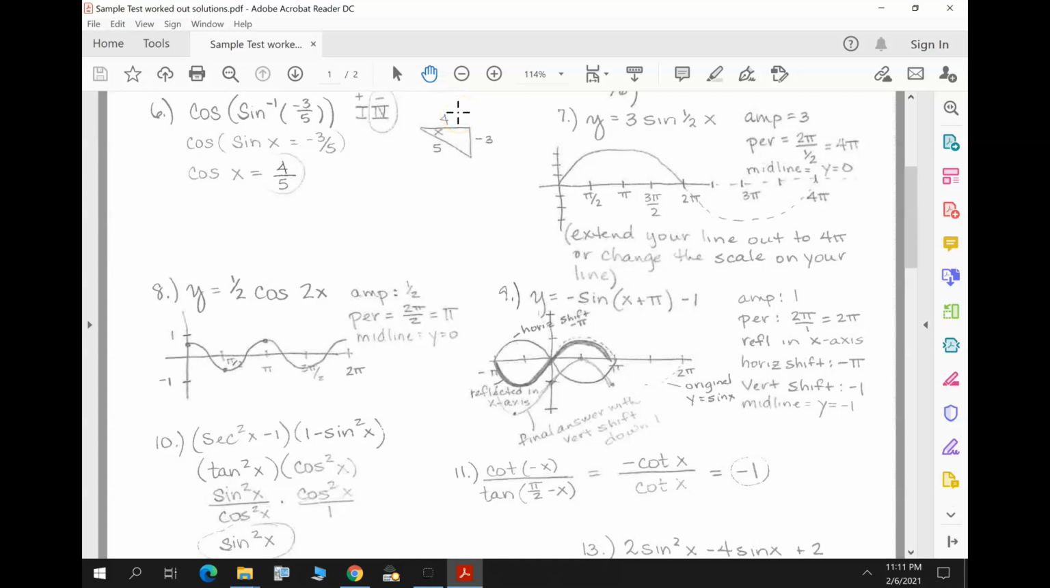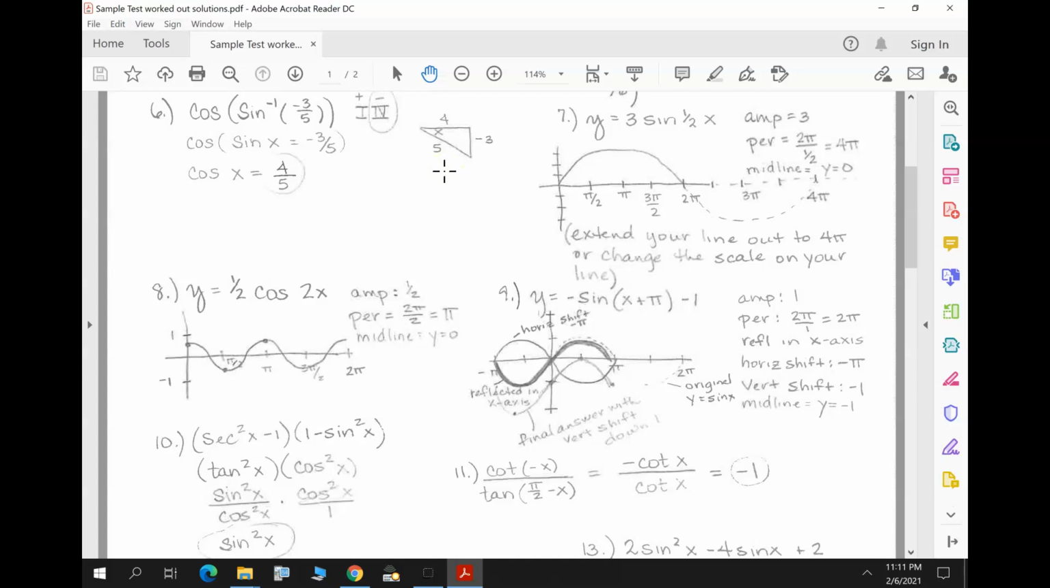either one. And so we've got our quadrant, we've got our triangle values, and so now we can find what the cosine of that is, because that was the question that was asked. So looking at the triangle, we can say cosine is adjacent over hypotenuse, so that would be a positive 4/5.